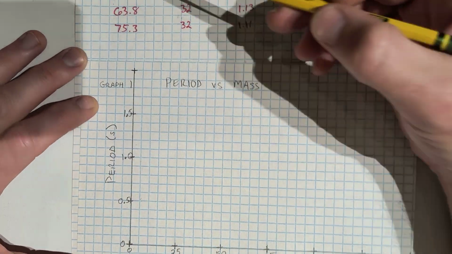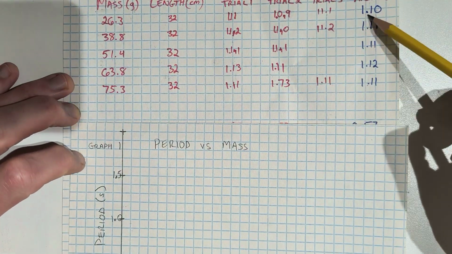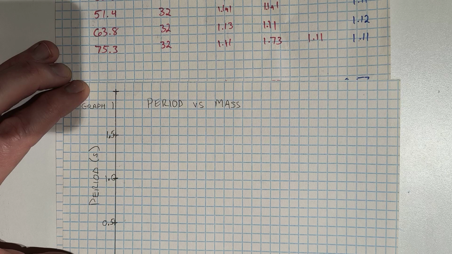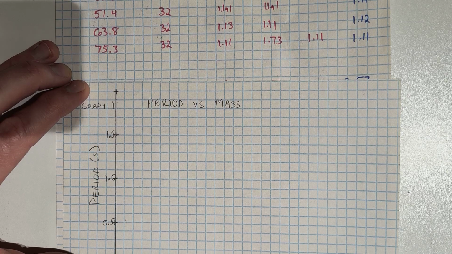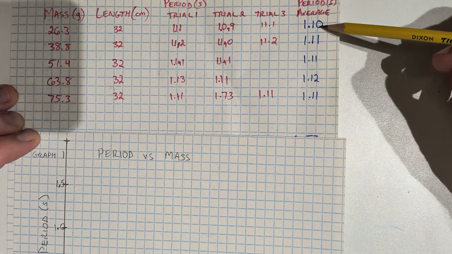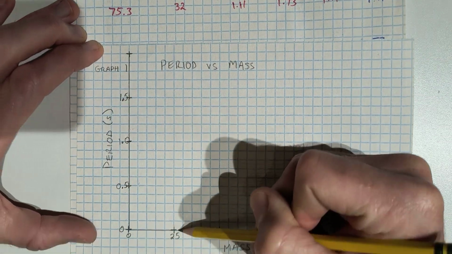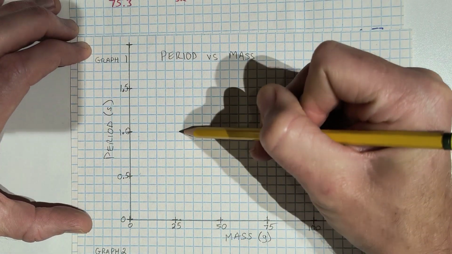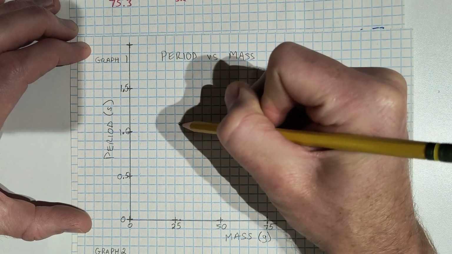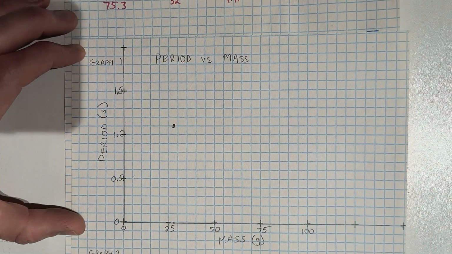All right, now I can plot my points. So I had the mass of 26.3, so I'm going to go just a little bit past 25, so it's going to be somewhere right here. And then 1.1 for my period. So I'll go up from that point here up to 1.1, which is right about there, and I'll plot that point, make it nice and dark.